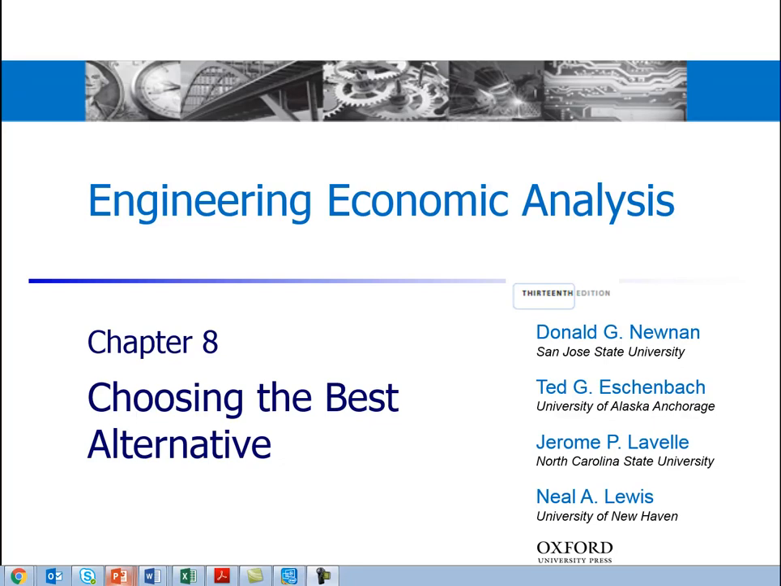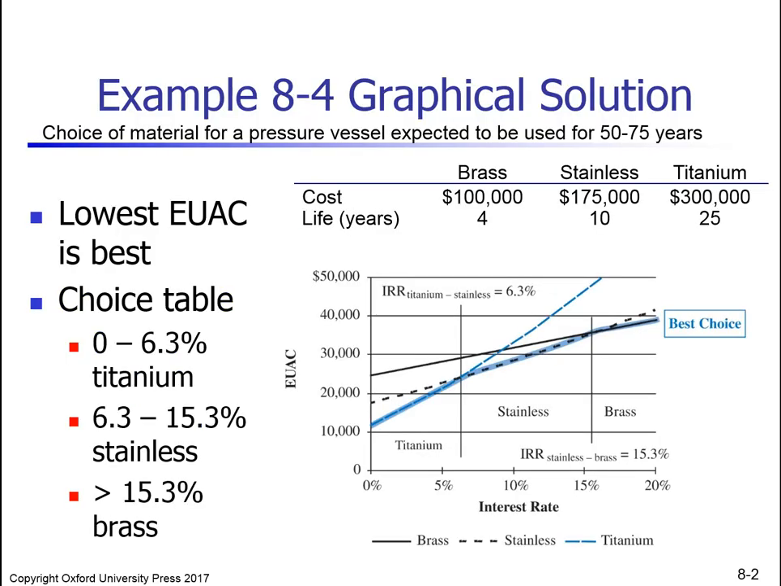This is the second in a 2-video series from Chapter 8 from Engineering Economic Analysis by Donald Noonan et al. In this video, we're going to pick up starting with example 8-4, which is looking at a graphical solution for choosing between 3 different materials for a pressure vessel.